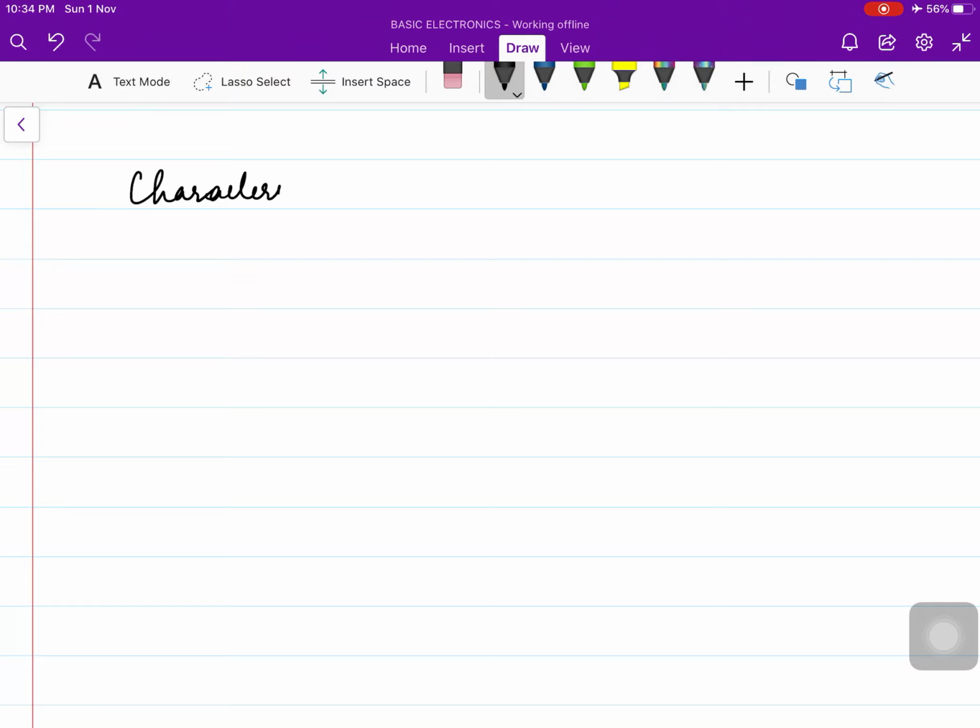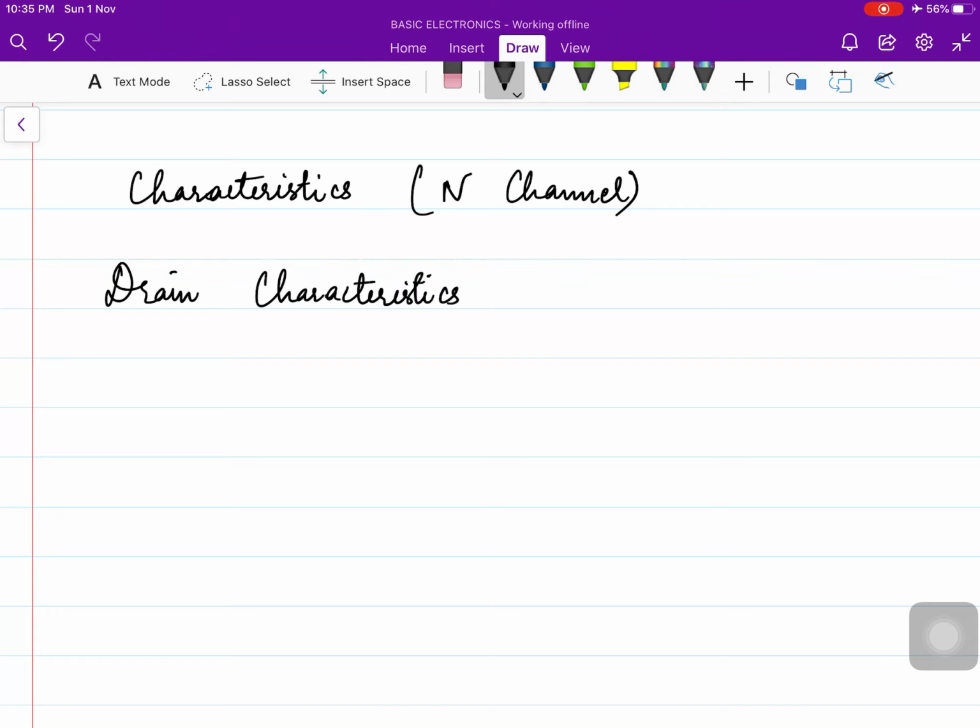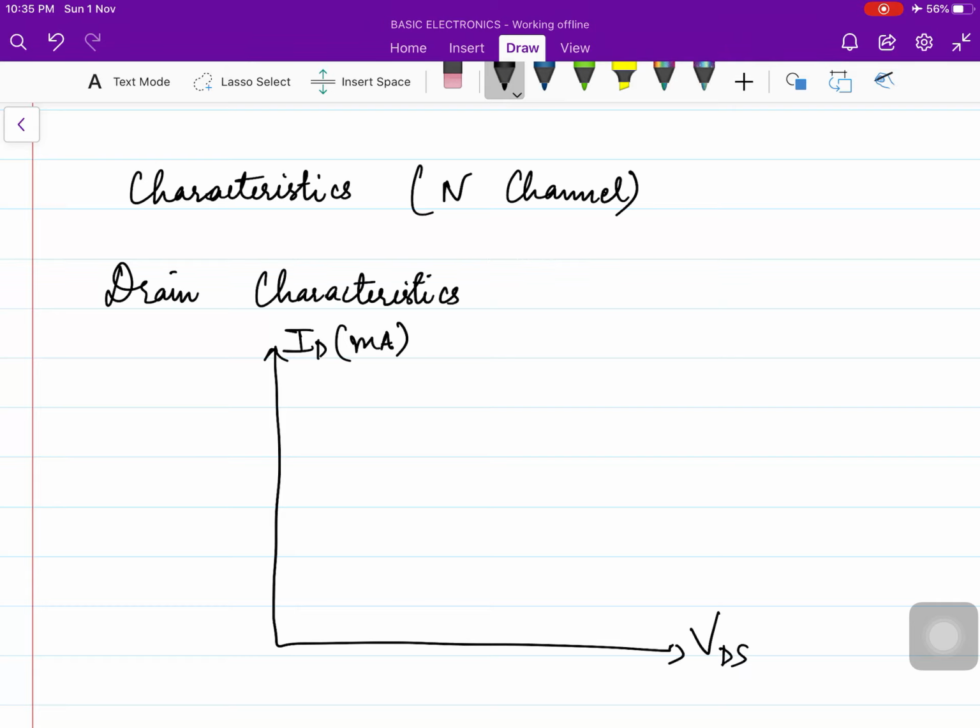Now let us see the characteristics of N-channel enhancement MOSFET. And first of all, we will see drain characteristics. I hope everybody remembers. Drain characteristics is the graph of ID versus VDS for different values of VGS. Again, graph will remain same. And let it be, it can't be for VGS 0, because at VGS 0 current is 0. At VGS negative also current is 0. So it has to be positive value.